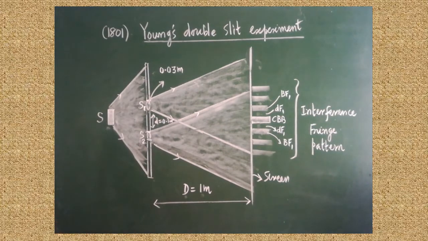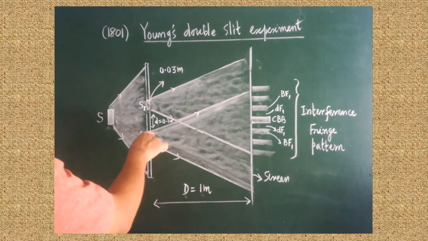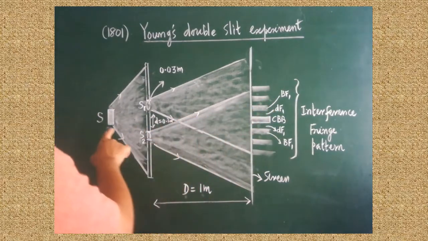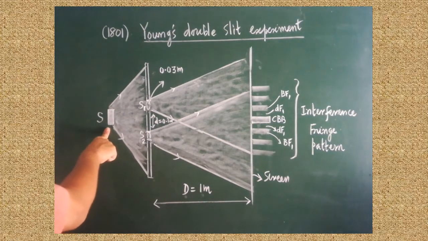Are you clear? So by varying the parameters here, either by decreasing d or by increasing d, we can vary the bandwidth. Here you have to use monochromatic light. Are you clear? Either you can use a sodium vapor lamp or any other colored lamp.